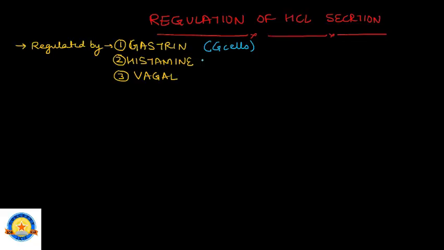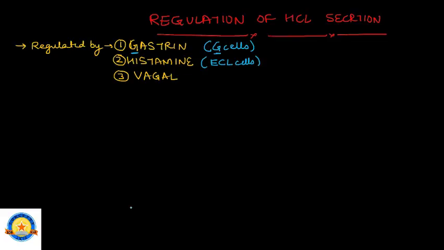Where is histamine produced from? Histamine is produced from which cell? Enterochromaffin-like cells. No, for vagal, it is a nerve. Okay, so next point, we have to learn one diagram.